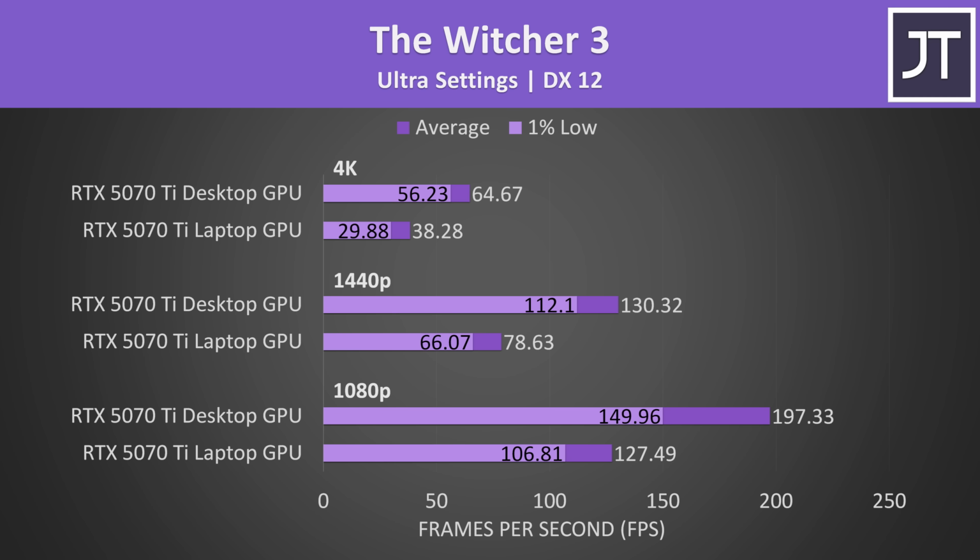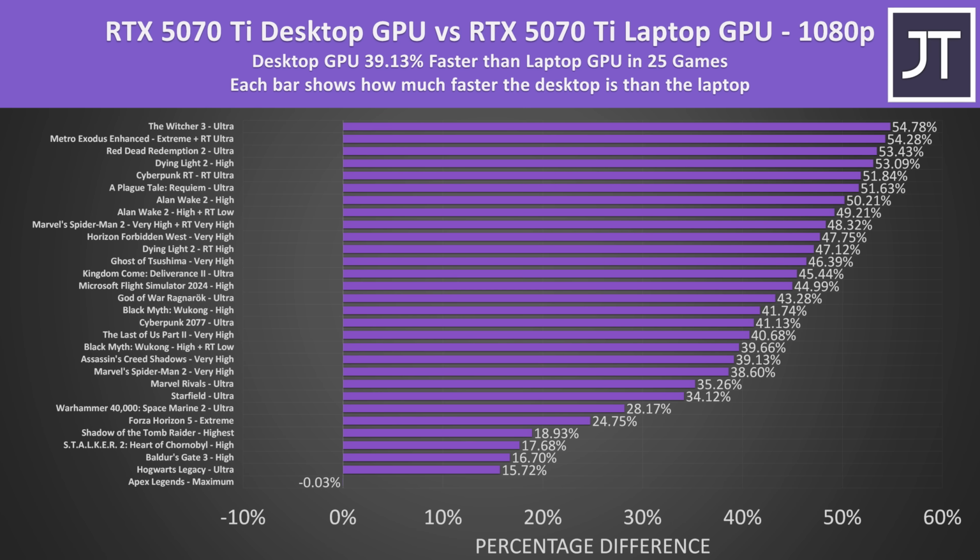Let's take a look at those average differences next. On average, over all 25 games tested, at 1080p, the RTX 5070 Ti desktop GPU was 39% faster when compared to the RTX 5070 Ti laptop GPU. That's quite a big gap, considering when I compared the desktop 5080s and 5090s, the difference was closer to a 30% lead on the desktop parts. Basically, the performance difference is even bigger between the 5070 Ti parts at 1080p.